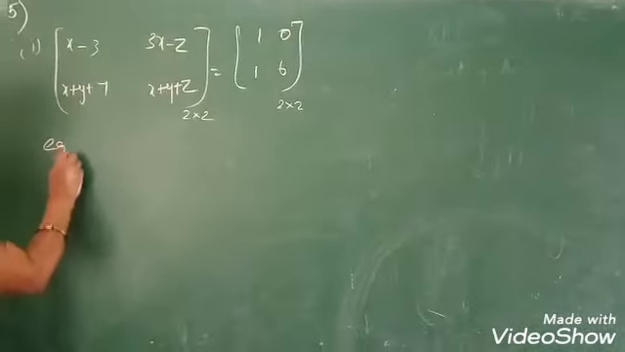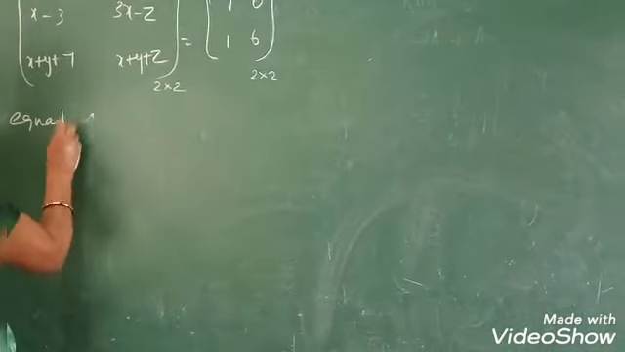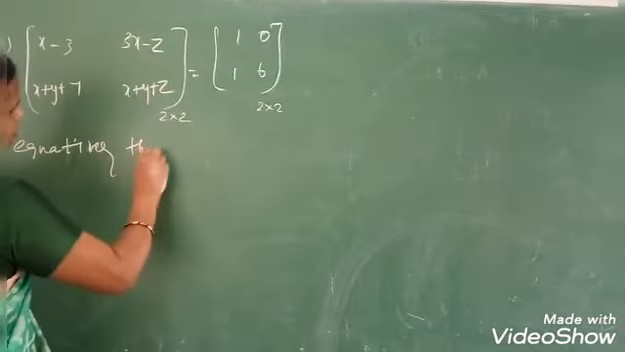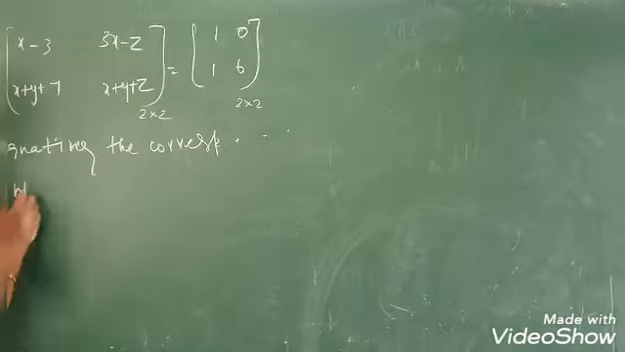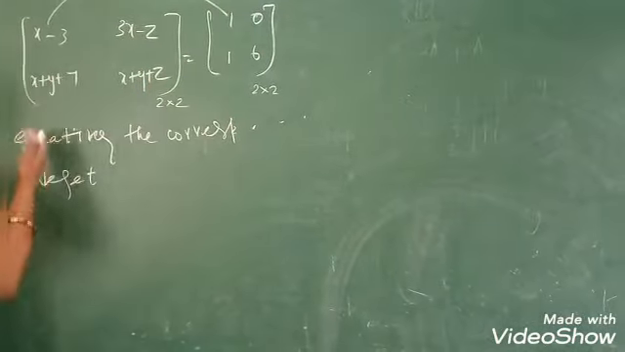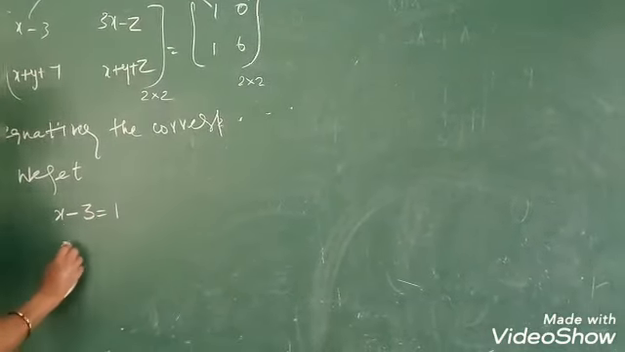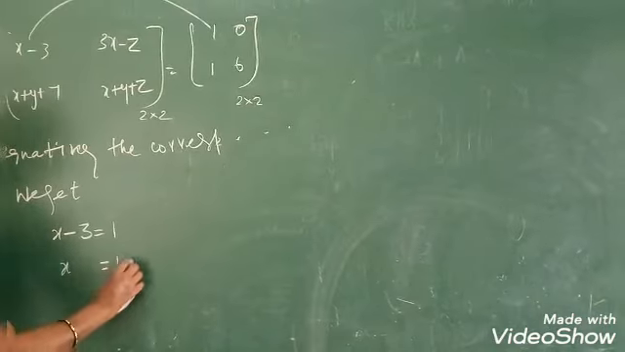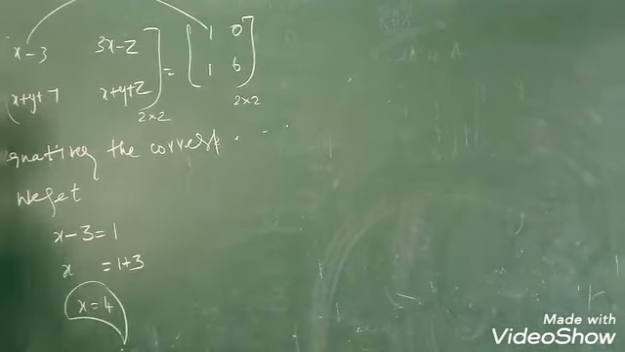Now equating the corresponding elements, we get. Now you have to equate the first element on the left hand side with the right hand side. We get x minus 3 is equal to 1. Now we need x, so the minus 3 goes to the right hand side. So x is equal to 4. Now do you understand the step?